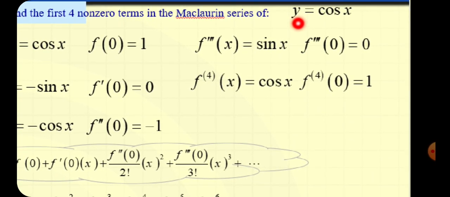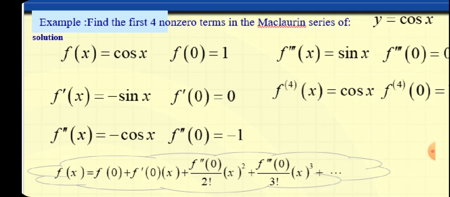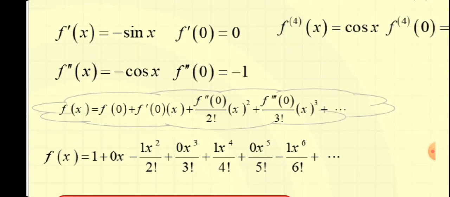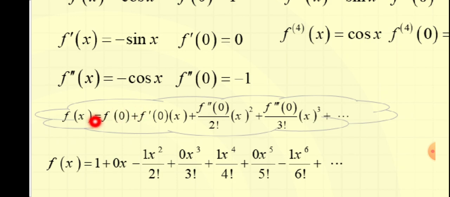express again y equals cosine x, but using Maclaurin series. Maclaurin series, so we have to consider a equals 0. This is f of x, which is cosine x. Find a few derivatives, f prime, f double prime, and so on, and you have to substitute x equals 0 in each one. And after that, use this rule of Maclaurin series and substitute from above here, so you can express f of x using these terms.